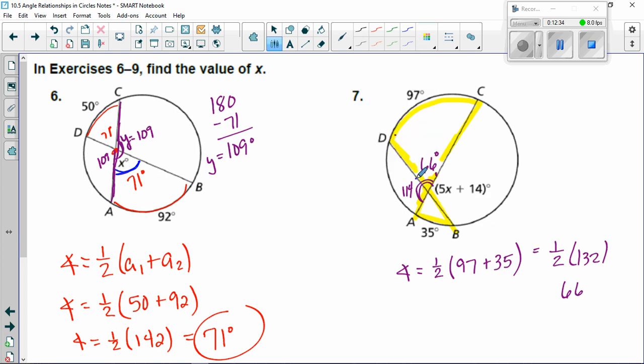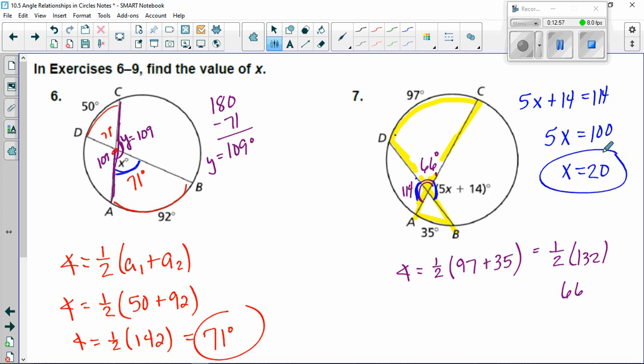So if this angle right here is 114, then this one right here is equal to that because they're vertical. So 5x plus 14 equals 114. 5x equals 100 because we're subtracting 14 from both sides. Divide by 5. X is 20.